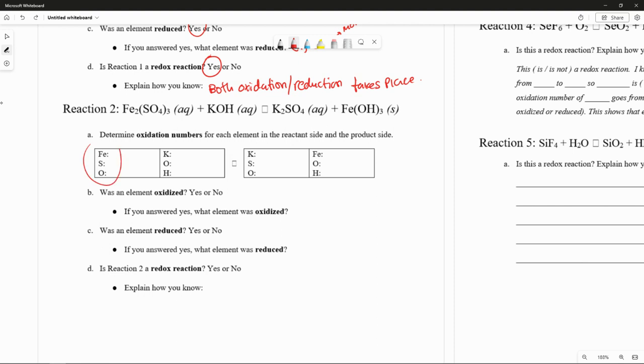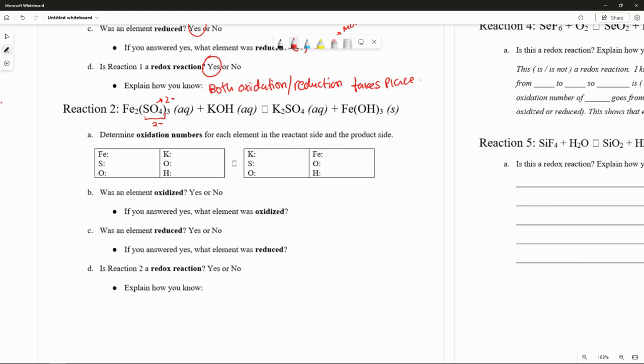Starting with the first set, FeSO4. On the back of your common ions page, we know that SO4, the sulfate ion, has a 2 minus charge. And we know based on one of our rules that oxygen has a 2 minus charge.